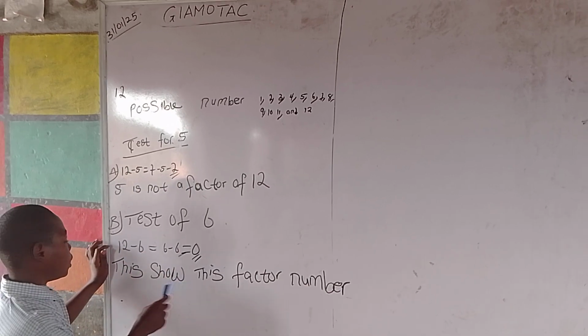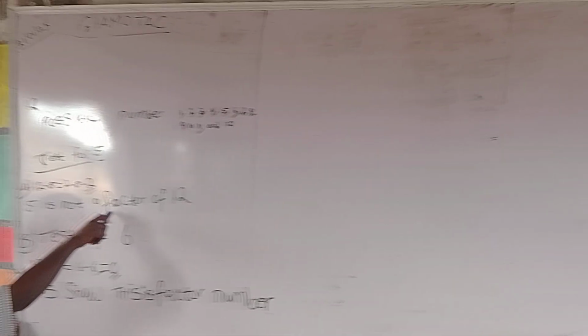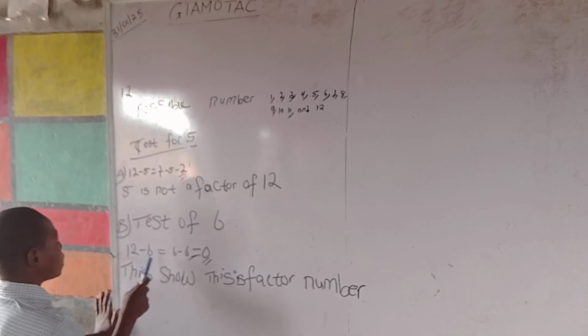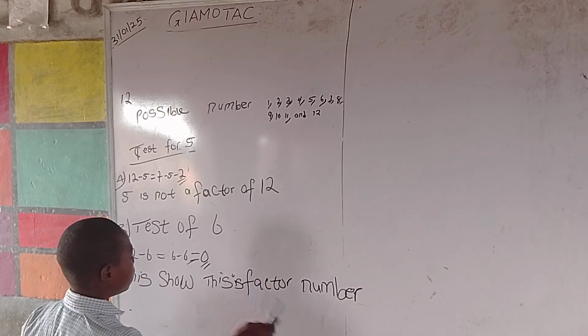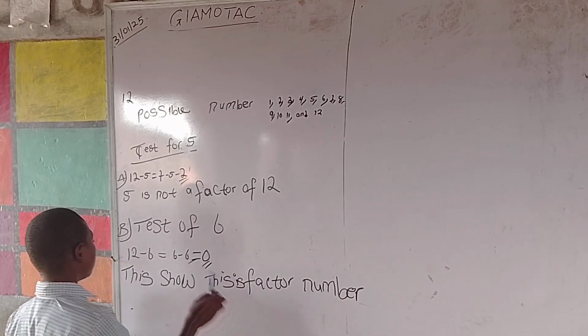So 5 cannot go in 12 because it's not a factor. 5 cannot go in 12, impossible. But 6 can go, 6 can show that they can go in 12.